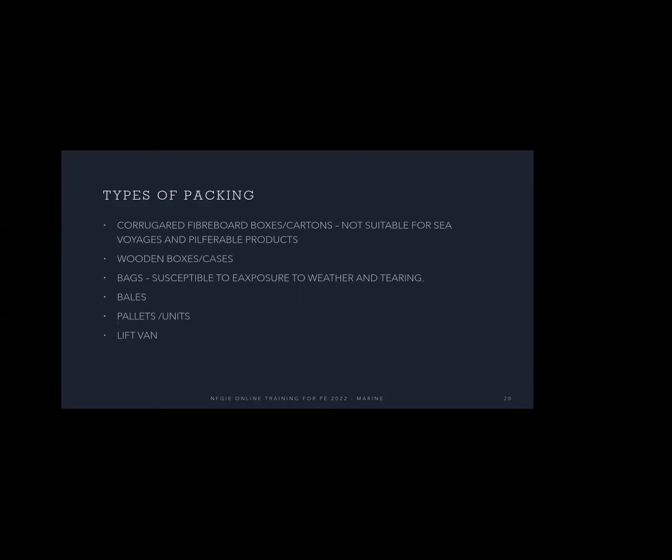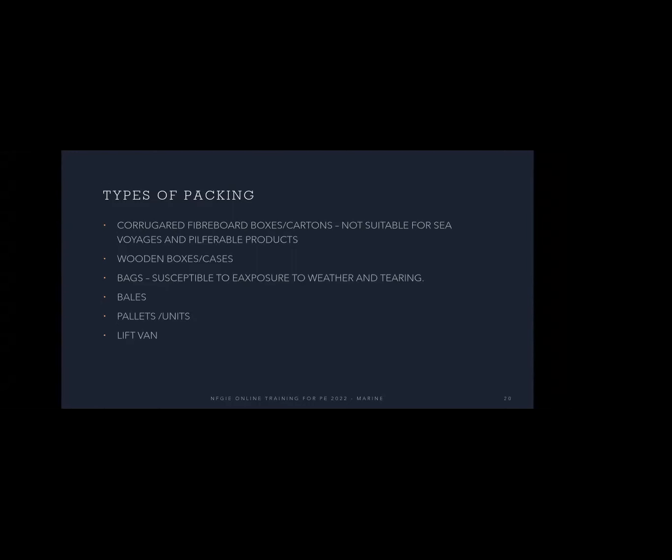Now we'll just have a look at the various types of packing. First is corrugated fiberboard boxes and cartons. The thing about this packing is that it is not suitable for sea voyages and pilferable products. Next is wooden boxes and cases. Next one is bags. Bags are susceptible to exposure to weather and tearing.